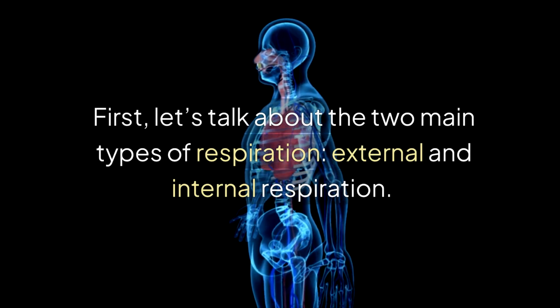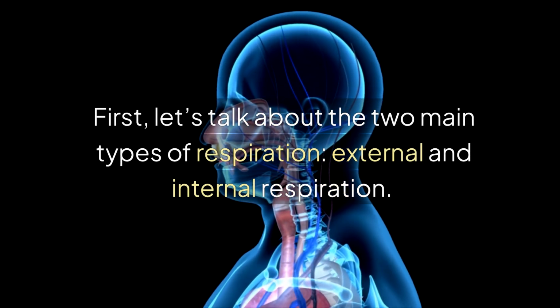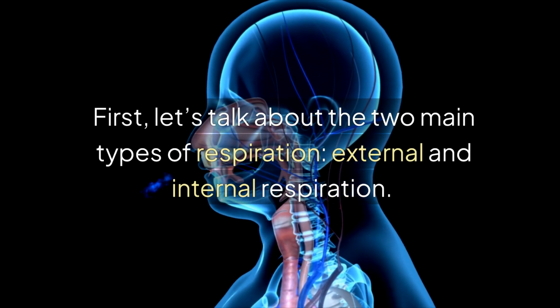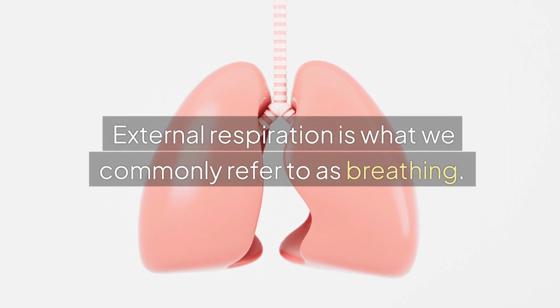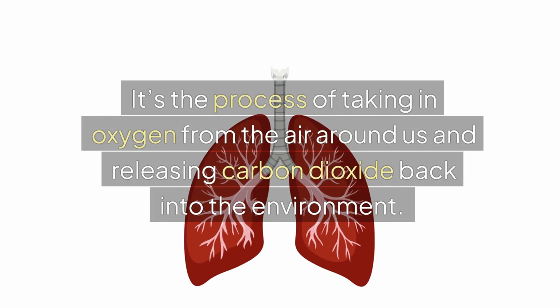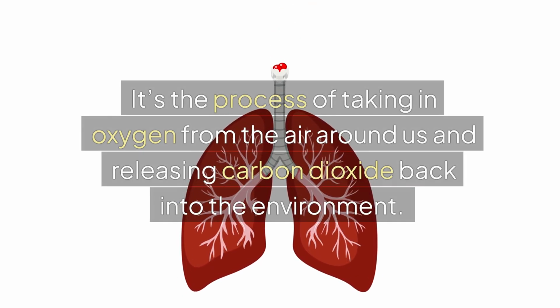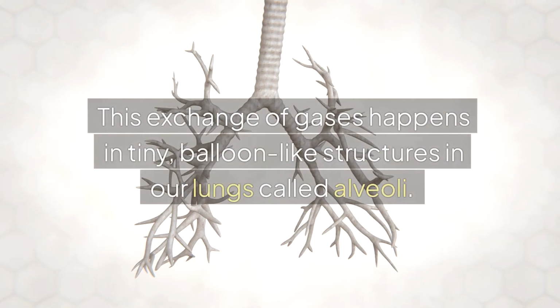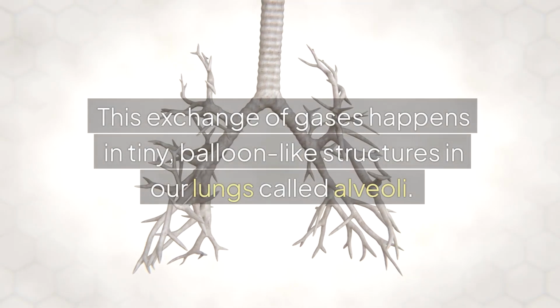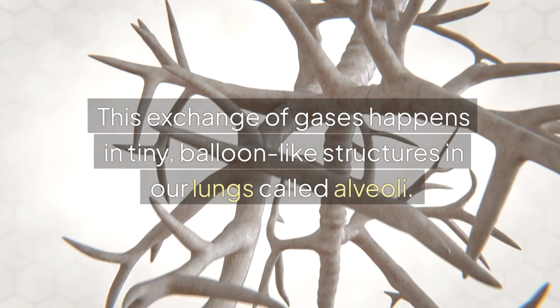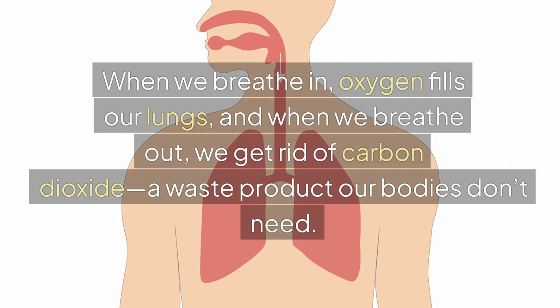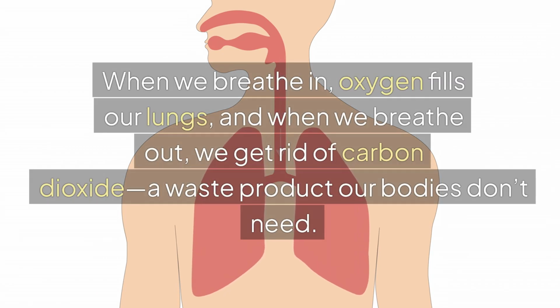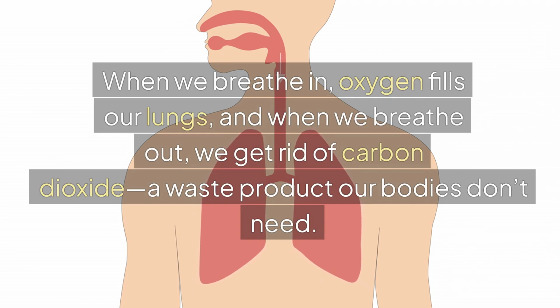First, let's talk about the two main types of respiration, external and internal respiration. External respiration is what we commonly refer to as breathing. It's the process of taking in oxygen from the air around us and releasing carbon dioxide back into the environment. This exchange of gases happens in tiny, balloon-like structures in our lungs called alveoli. When we breathe in, oxygen fills our lungs, and when we breathe out, we get rid of carbon dioxide, a waste product our bodies don't need.